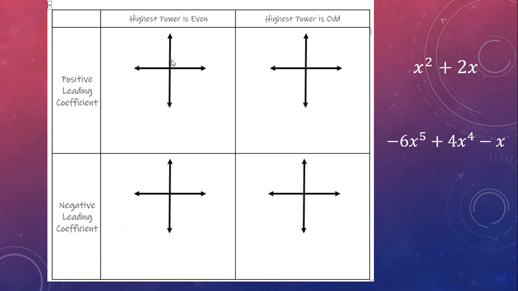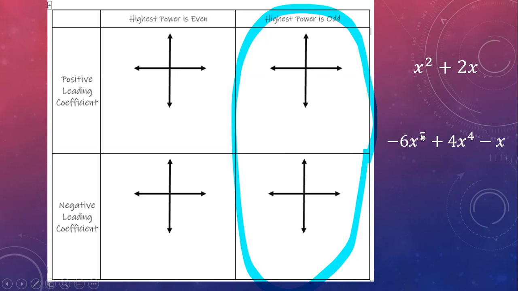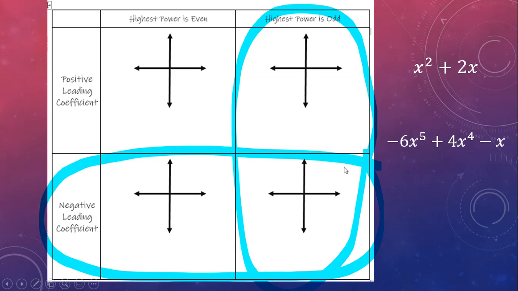Let's say we had the equation negative 6x to the fifth plus 4x to the fourth minus x. Highest power in this case is odd because it is a 5. So we would be looking in the last column, and there's a negative leading coefficient because this 6 is negative. So we would be looking in the second row. So it would have the same end behavior as this bottom graph.